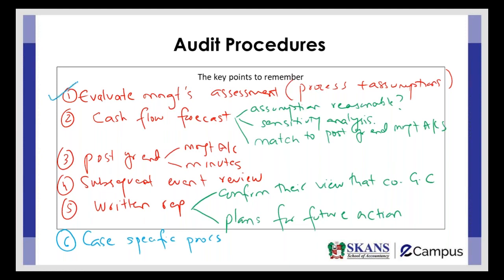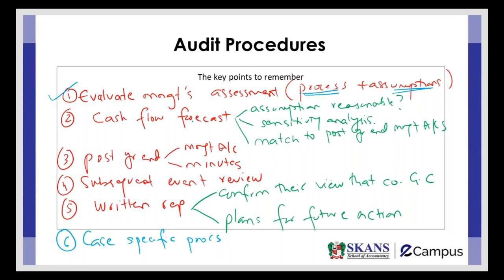So number 1, you evaluate management's assessment. So you go to the management and you ask, okay, what is your assessment regarding going concern? What is the process that you used to make your assessment and the assumptions that you made? In the first one, you're not getting marks for actually doing work. You're just getting marks for explaining that you will be evaluating by finding out the process they used for making the assessment and the assumptions that they had.